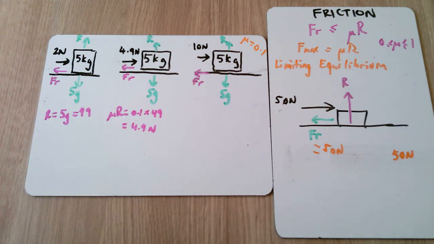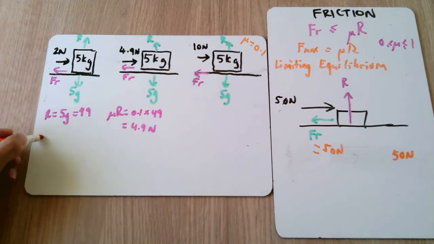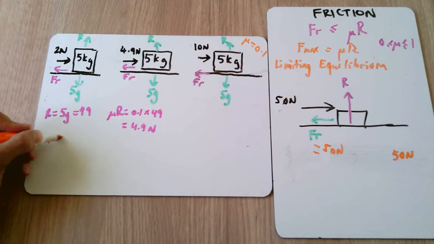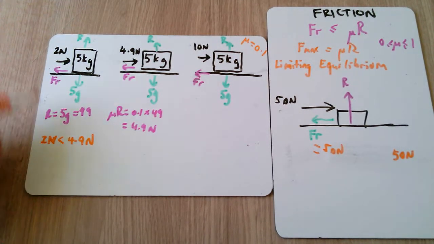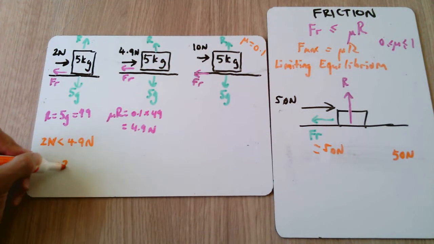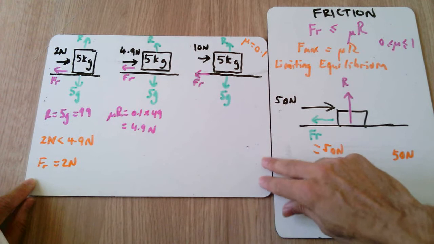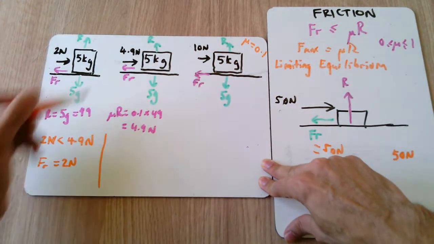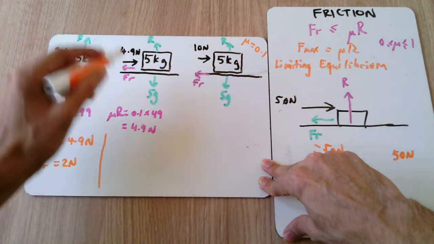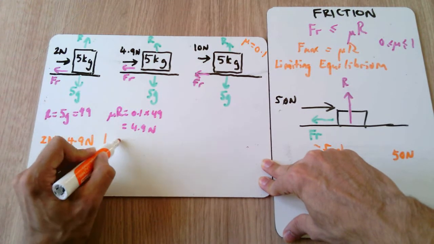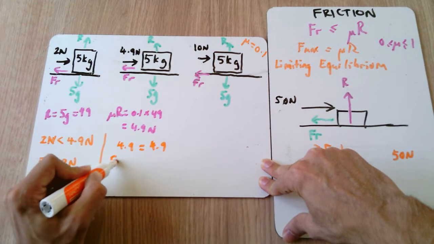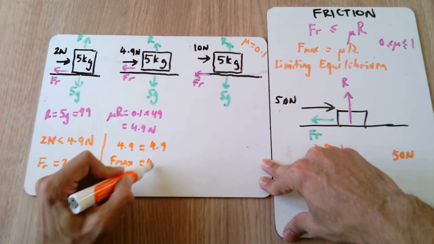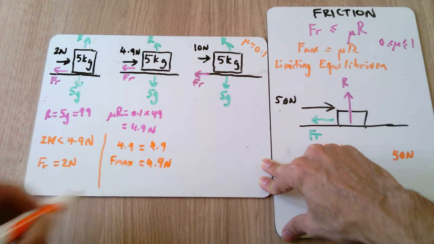On the left hand side, the 2 newtons is less than 4.9 newtons. So if the 2 newtons is less than 4.9, we are not exceeding friction. Therefore, the friction must be equal to 2 newtons to keep this in equilibrium. That is our scenario on the left. Scenario in the middle, friction is now equal to 4.9. 4.9 is equal to 4.9. Therefore, we are now at Fmax, which is equal to 4.9 newtons. And that means we are in limiting equilibrium.